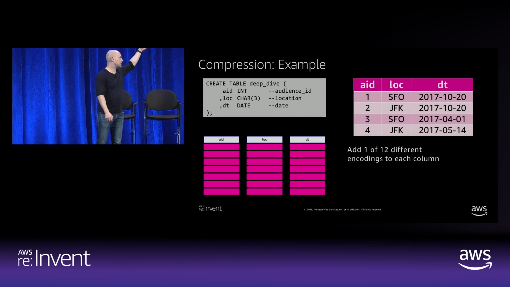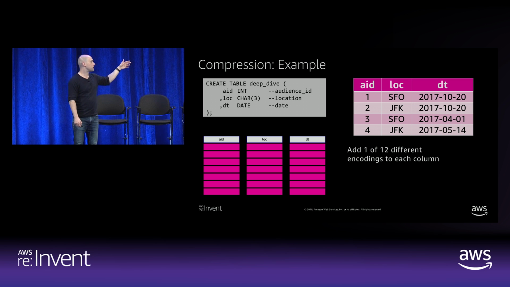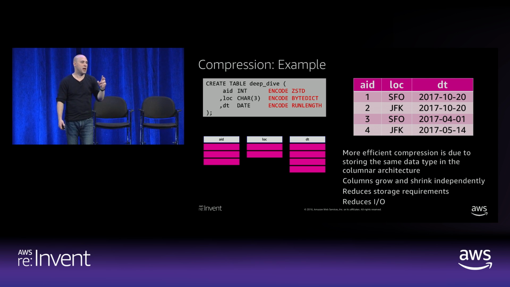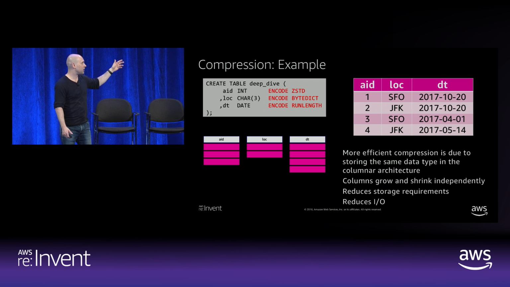Just as a simple example, same table, same rows. We have 12 different encoding types. Basically, we can apply those encoding types by modifying the DDL. This is the manual way to do it. So you can see the encode ZSTD, which is Z standard, byte dict, run length, for example.